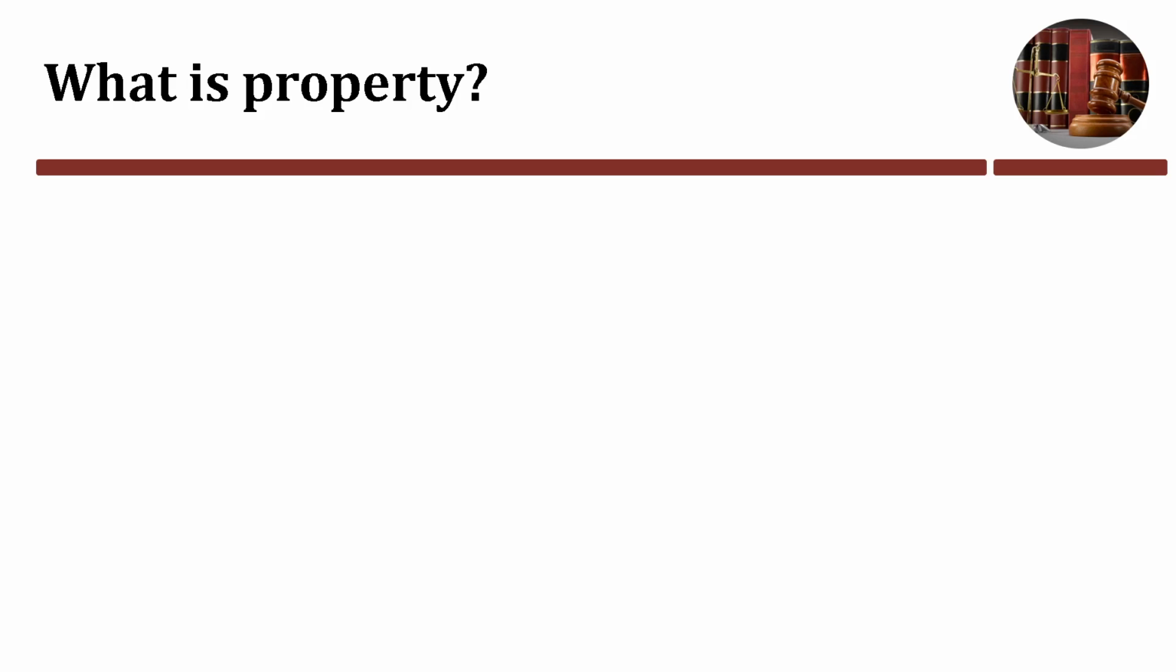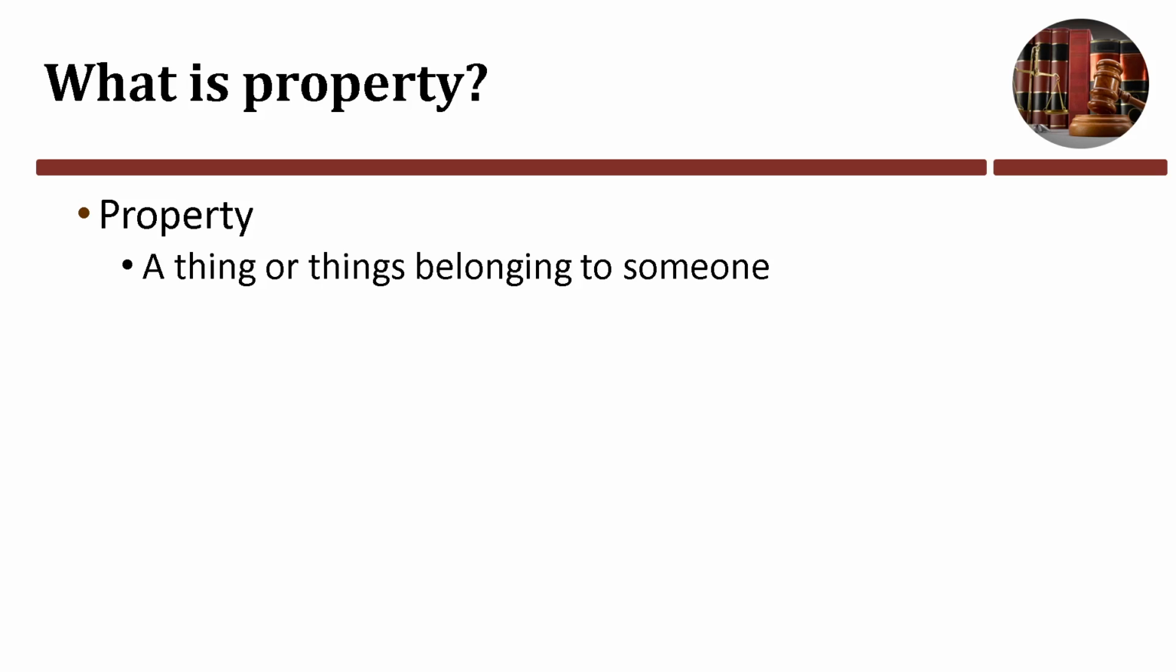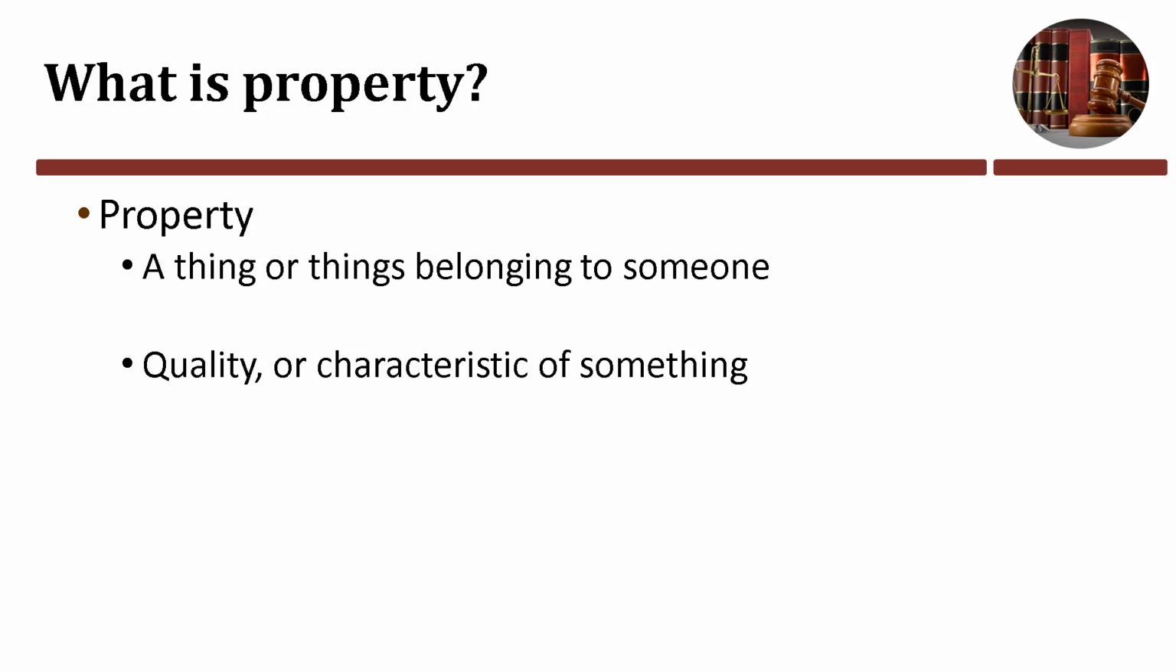First of all, what is property? Property is a thing or the things belonging to someone. In other contexts, the word property is also used in order to denote a quality or the characteristic of something. But over here in this video, we are going to talk about property as a thing or things belonging to someone.